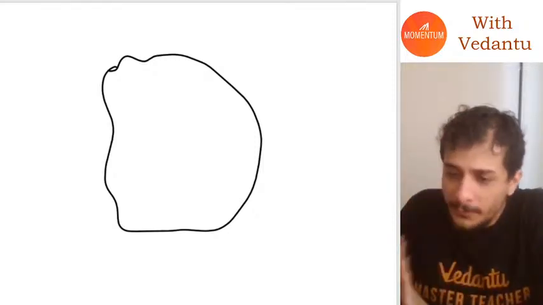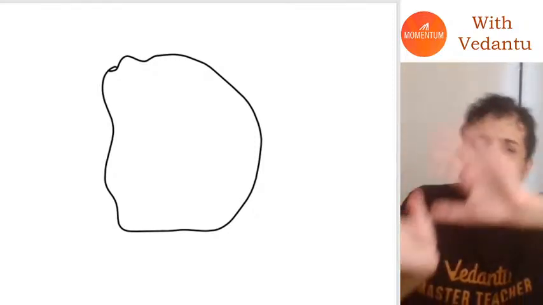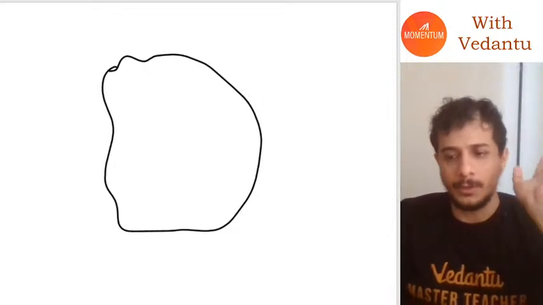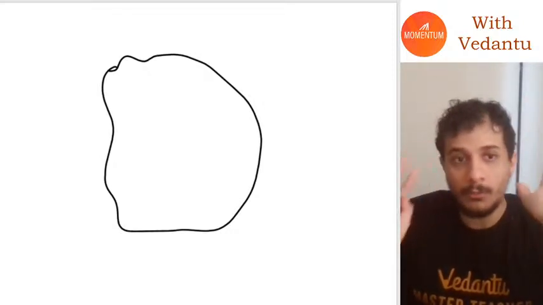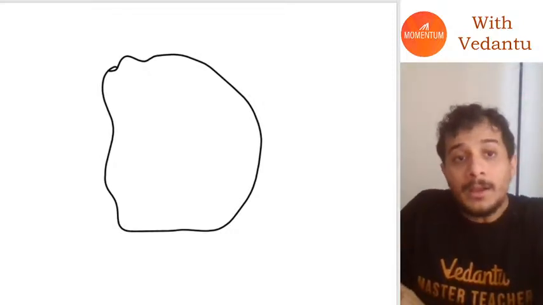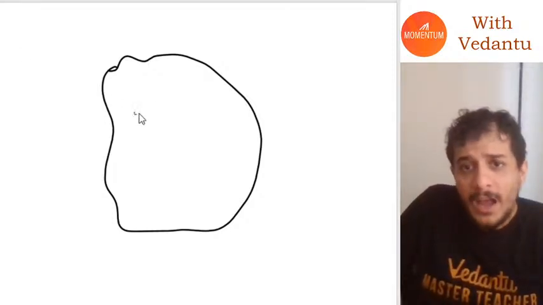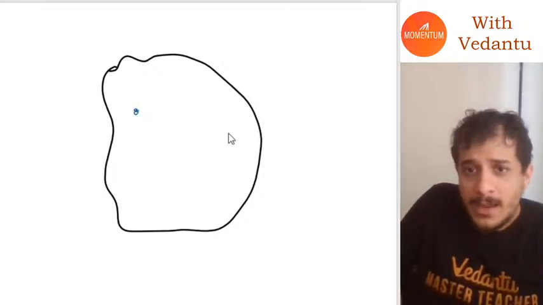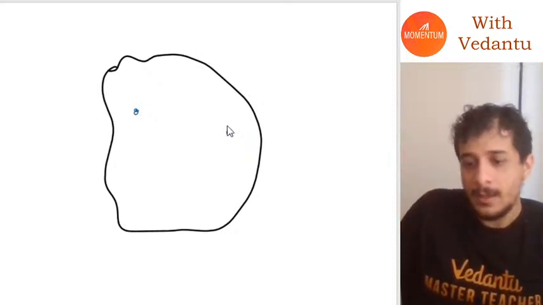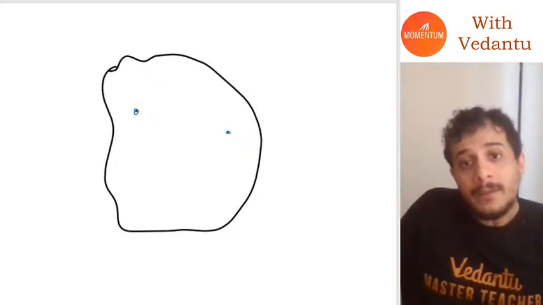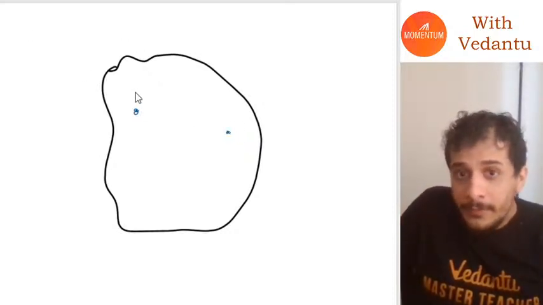I don't know how this body is moving. This body is generally just moving and rotating and doing all sorts of things. But I do know this: on this body I have these two special points A and B, and I do know the direction of velocities of A and B.